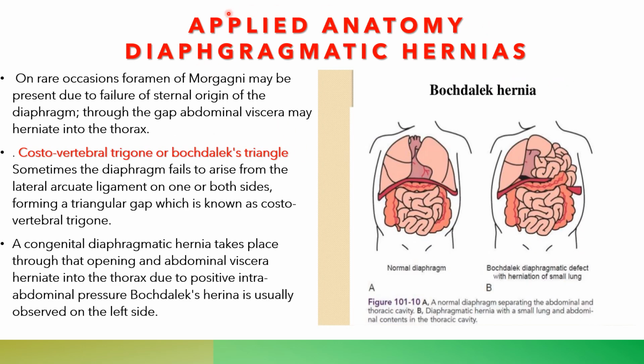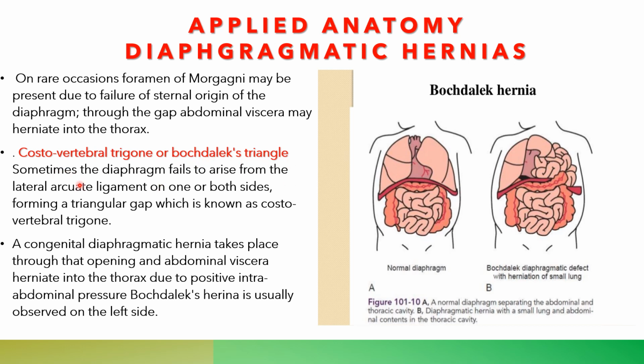Coming to the applied anatomy, we shall discuss the diaphragmatic hernias. On rare occasions, foramen of Morgagni may be present due to failure of sternal origin of the diaphragm. So through the gap, abdominal viscera may herniate into the thorax. Then we have one hernia related to the diaphragm, the costovertebral trigone or Bochdalek's triangle.